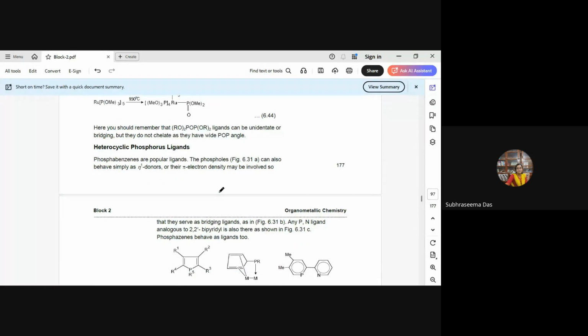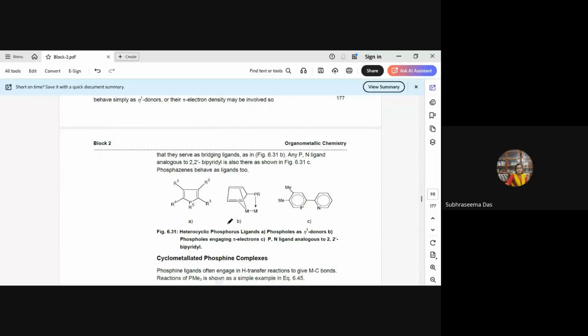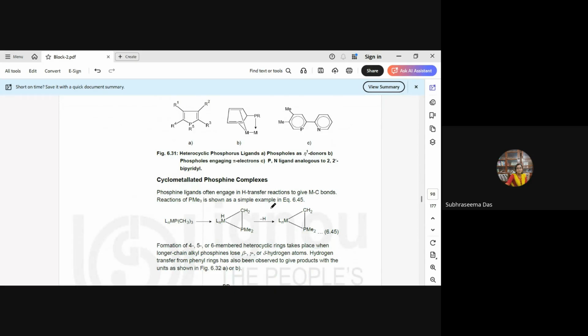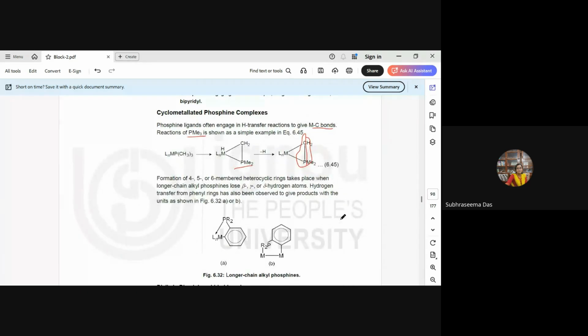Then heterocyclic phosphorus ligands. Some of the common heterocyclic phosphorus ligands are in figure 6.31a, where you can see different types shown. Then there are the cyclometallated phosphine complexes. The phosphine ligands engaged in H transfer reactions give M-C bonds, particularly the reactions of PMe3 shown here, and they form cyclated complexes, so they are called cyclometallated phosphine complexes.